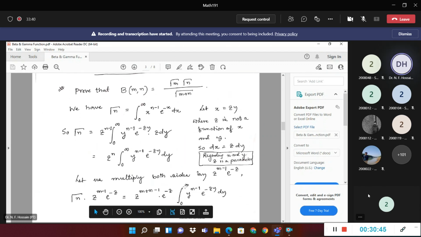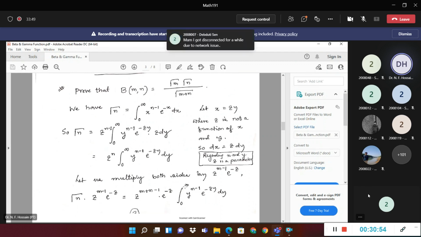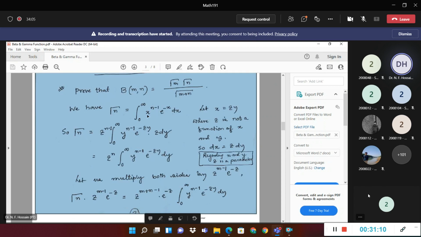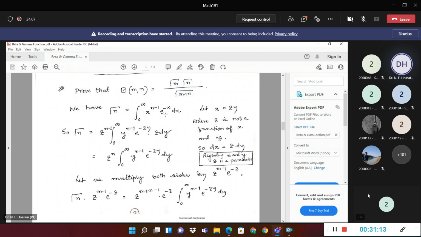Now, a very important relation between the beta function and the gamma function. This relation is very, very important. Beta mn equals gamma m into gamma n divided by gamma m plus n. So let us prove this relation. We start from the definition of the gamma function. Gamma n equals the integral from 0 to infinity of x to the power n minus 1 into e to the power minus x dx. So at first we take a substitution.